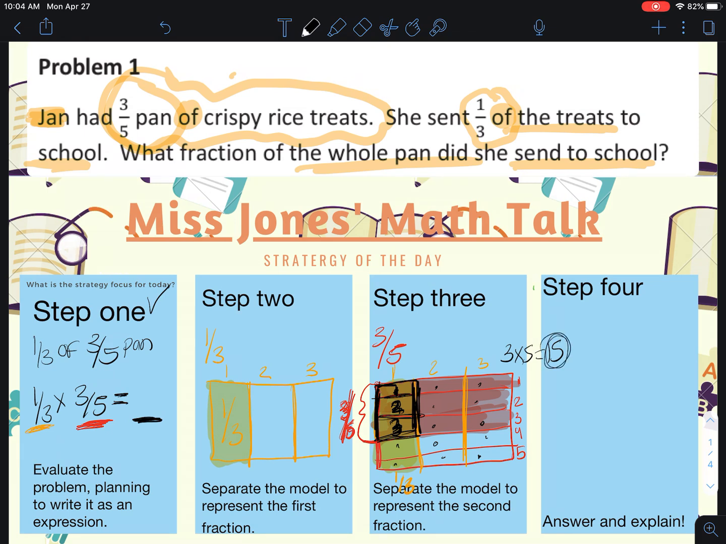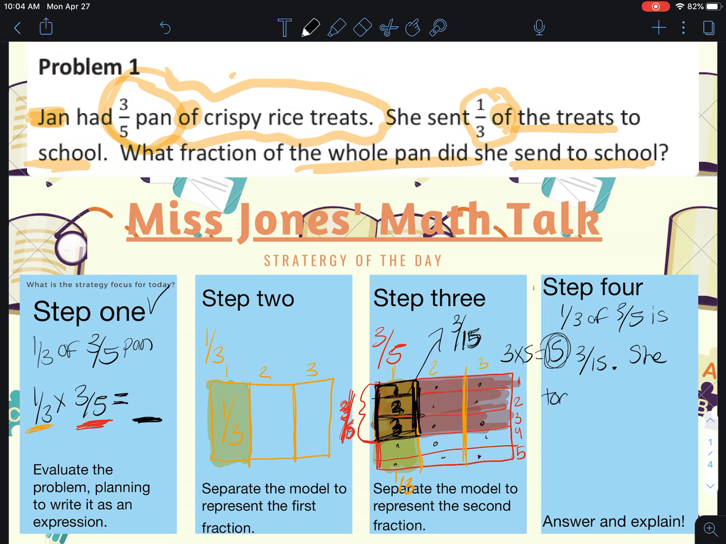So I have 15 boxes. So that means that the amount represented in this part is 3/15, which is essentially the answer to our question. So 1/3 of 3/5 is 3/15, period.